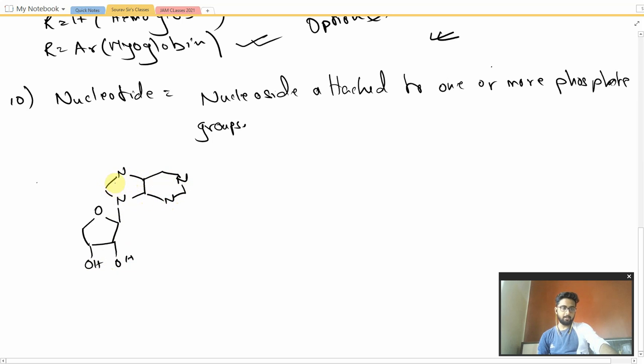So we have one double bond over here. We have this ring as aromatic. Here we have NH2, and in here we have one phosphate group attached. So this structure is AMP, adenosine monophosphate. You can see that one phosphate group is there. That is why we have written monophosphate over here.